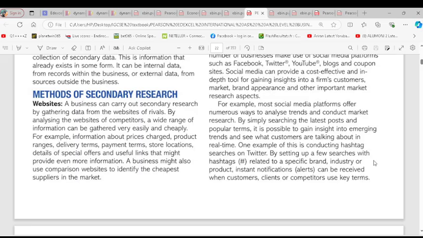You get it? You have your own company. Maybe you are a school. You need to know more about other schools. You can know more about other schools through their website. So sourcing information from your competitor's website is secondary data, and it's external. Do you get the point there? Yes. For example, here they said, information about prices charged, product ranges, delivery terms, payment terms, store locations, details of special offers and useful links that might provide you even more information.